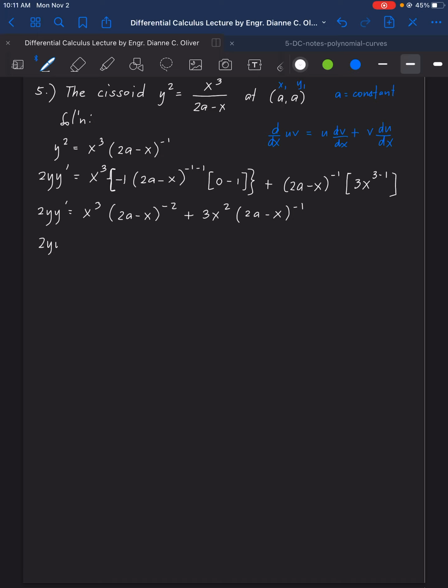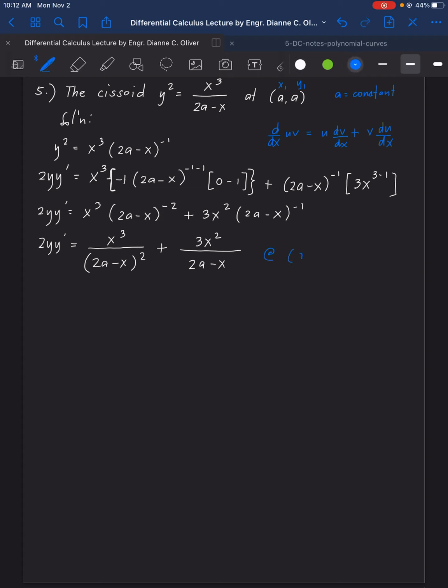Then we have 2y prime equal to x raised to 3 all over 2a minus x squared, because we put the negative exponent into the denominator so the sign becomes positive, plus 3x squared all over 2a minus x. Now, there's no need to simplify this further because we can already substitute the values of x and y.